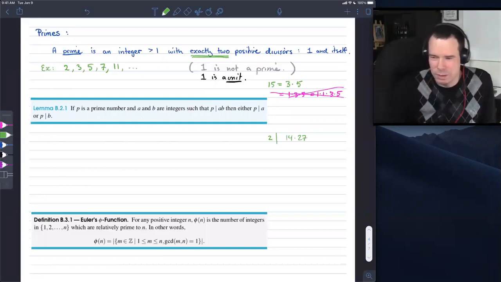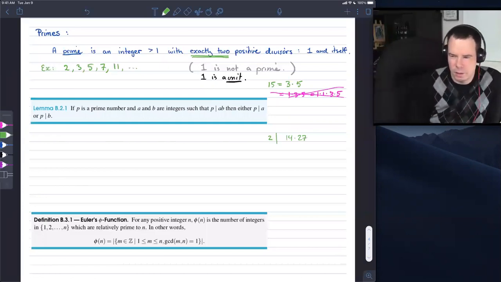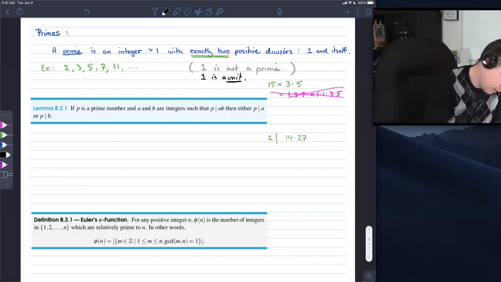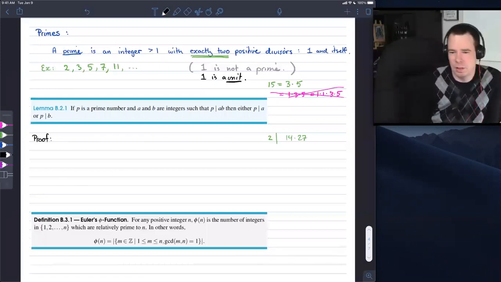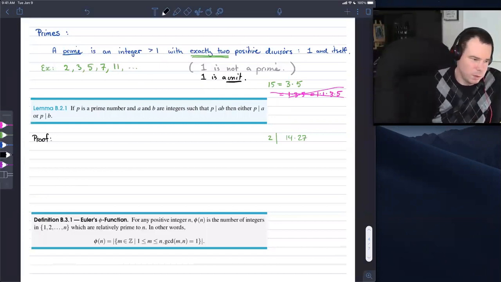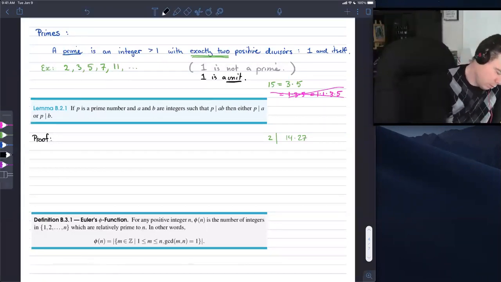Okay, so this is really what it's saying. If P divides a product, then it has to divide one of the factors. Why is that? It may seem like an obvious statement if you just think about some examples, but we need to prove it in general. And the way we're going to prove it in general is we're going to use our extended Euclidean algorithm.